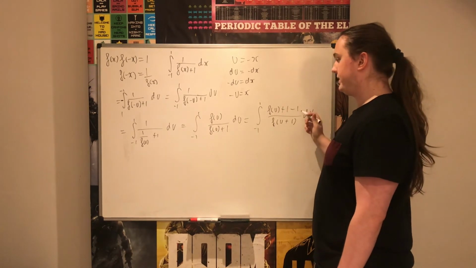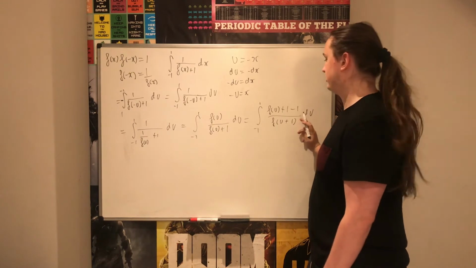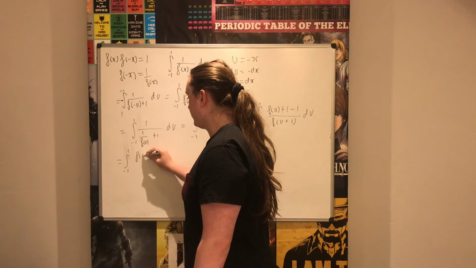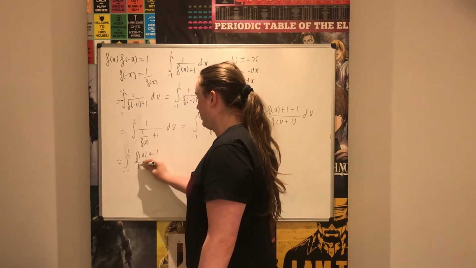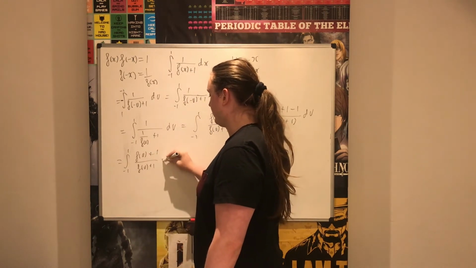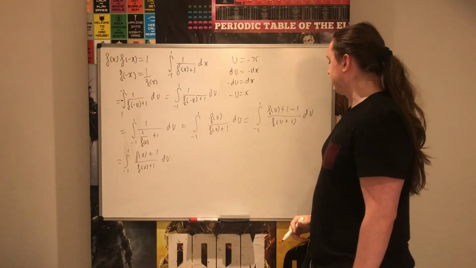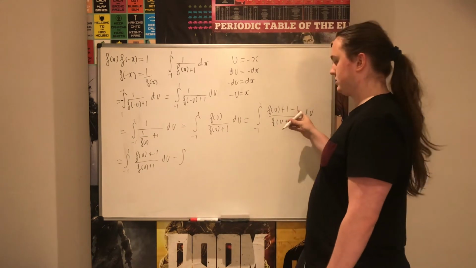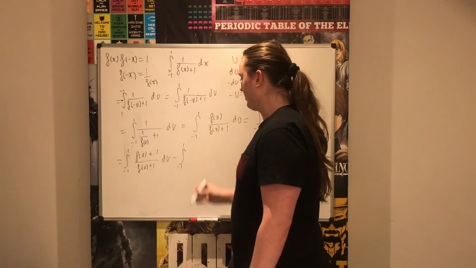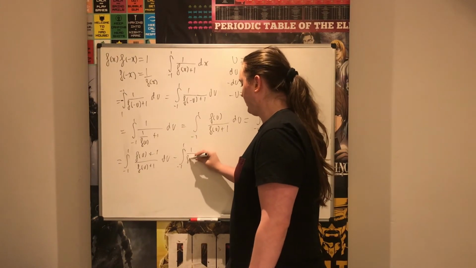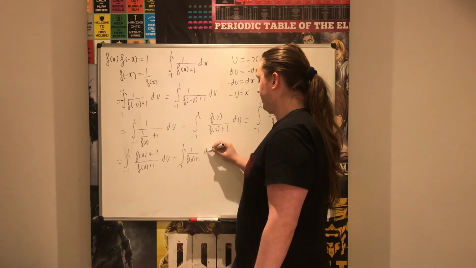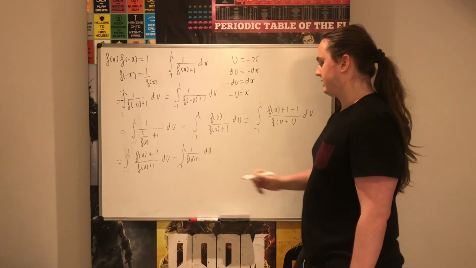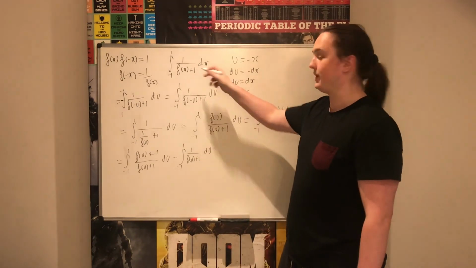And now we're going to split this into two separate integrals. So the first integral is going to be f of u plus 1 over f of u plus 1 with respect to u. And the second integral, we're going to do minus for this minus 1 multiplied by the integral of 1 over f of u plus 1 with respect to u. Now, we know that this is the same as our original integral.